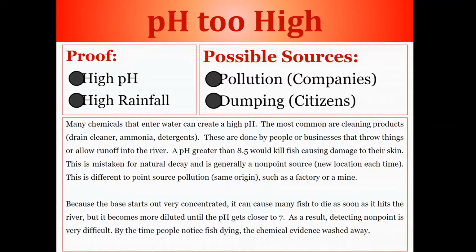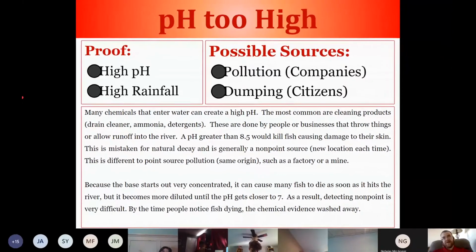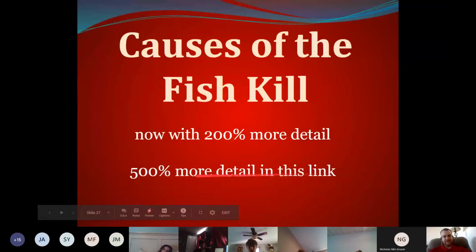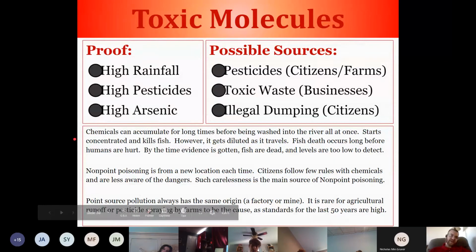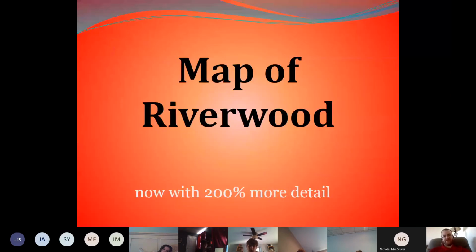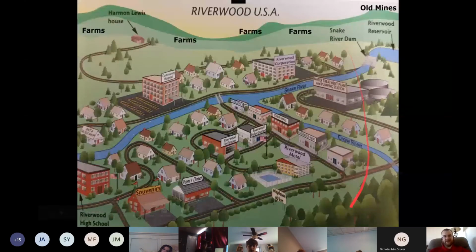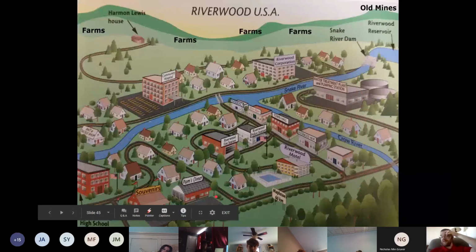Furthermore, there is another document that has either been shared with you or made available. You'll have a link that's right down here that you can also get to that document, which will give you even more detail than before. And so that will help you determine what killed the fish, who killed the fish, and you also have been supplied a map of Riverwood because geographic location may matter for certain causes of the fish kill.